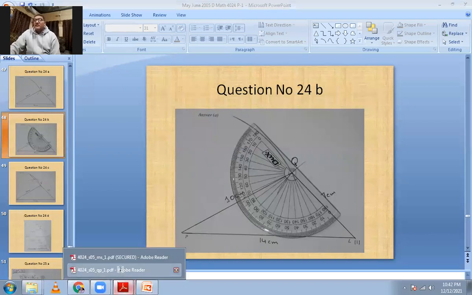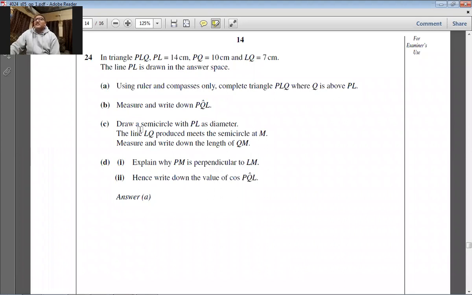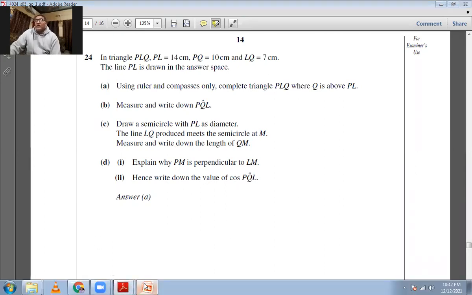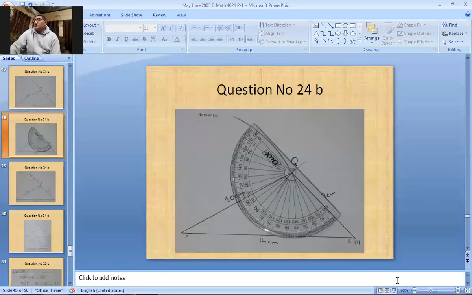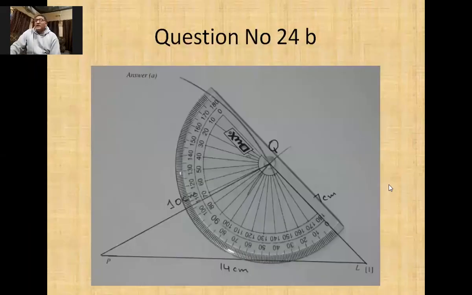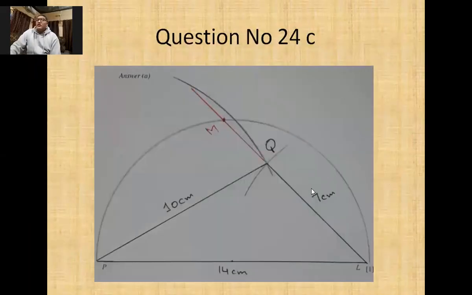measure that angle. Okay, so the next part is, he says, draw a semicircle with PL as diameter. The line LQ produced meets the semicircle at M. Measure and write down the length of QM. Okay, so let me show you how this is done. Okay, so here we go. He said draw a semicircle taking PL as the diameter.